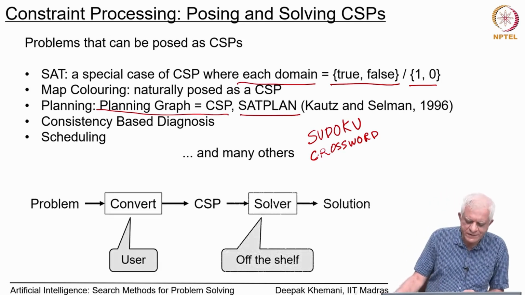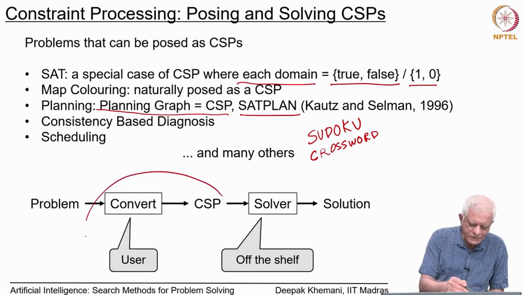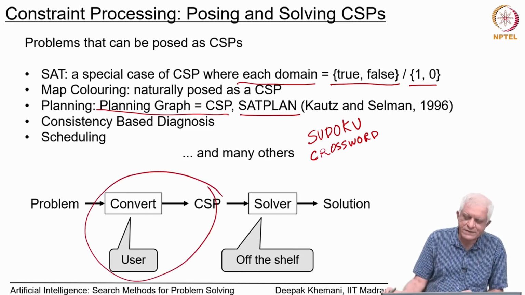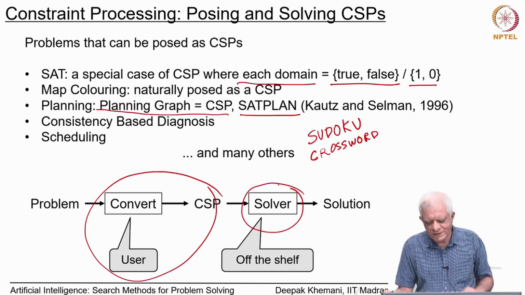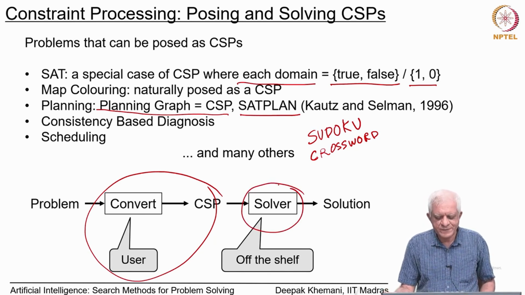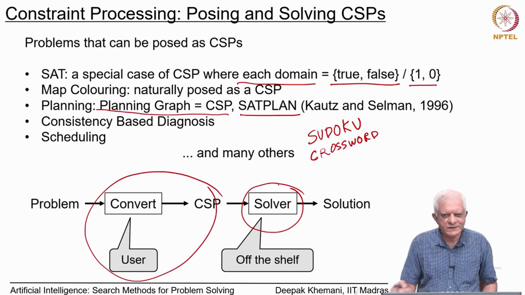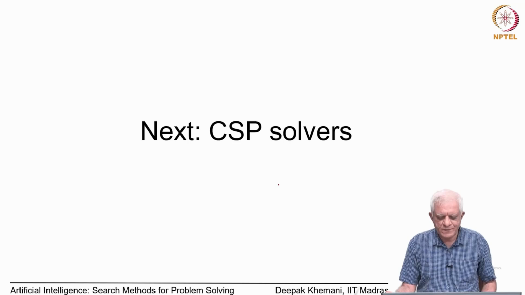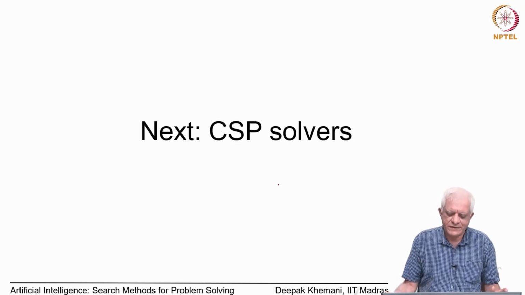So, this is a summary of what we have been talking about, that if you have a problem to solve, you pose it as a CSP, and this is done by the user, and we have just described how to pose it as a CSP. The next stage that we want to look at is solving them. What are the algorithms which will give you the solutions? And we will do that in the next session onwards, in the remainder of this week. Okay, so next we will be looking at CSP solvers.